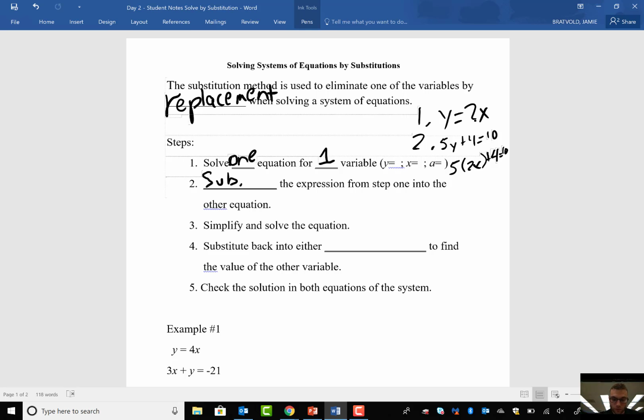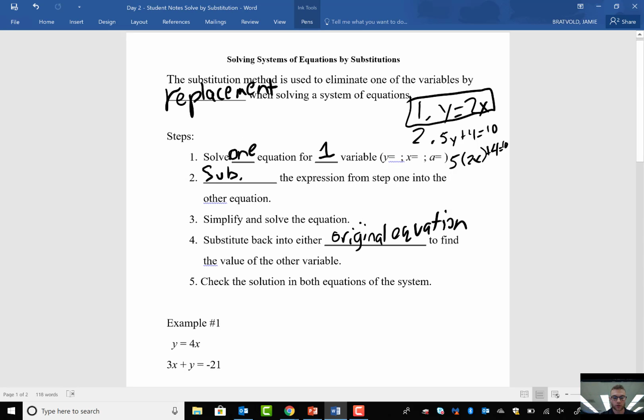Okay, and then number 4. We're going to substitute back into either original equation. Once we do that, we're going to get the other variable. Say in this example I solved for y; in the next step I would find what x was. That's the fourth step. And then the fifth one, we check the solution in both equations of the system. That just makes sure that we have the right answer, because we like to check our work.